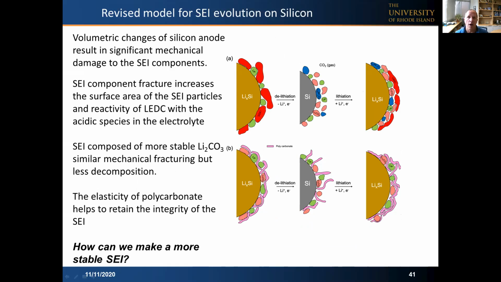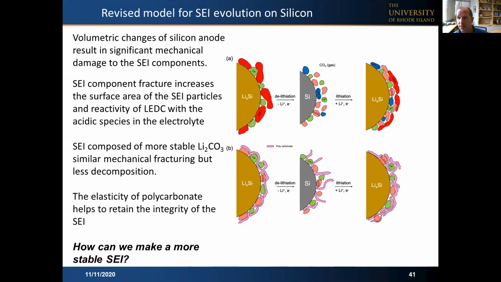So if we revise the overall model of SEI evolution on silicon, we start off with the EC-based electrolyte. We have lithium fluoride, a lot of lithium ethylene dicarbonate. As we delithiate, the silicon shrinks. And as it shrinks, mechanical damage occurs to these rigid solids, and basically they break up into smaller particles. And then they are exposed to the electrolyte, which causes them to be rapidly decomposed to generate the other species via the same LiPF6 induced decomposition reactions that we saw on graphite, but at a much accelerated rate.